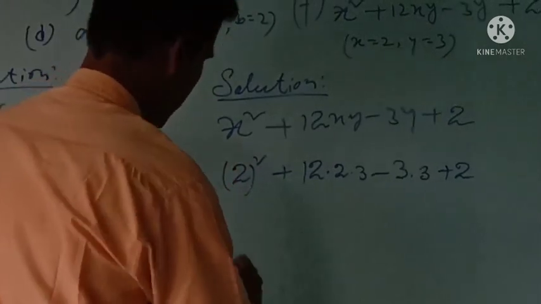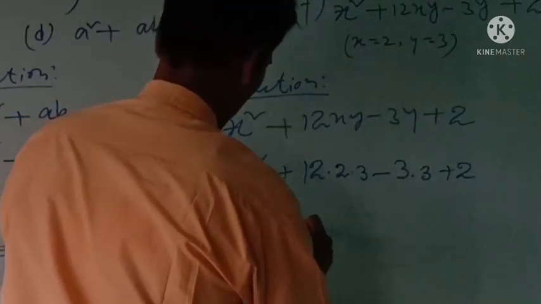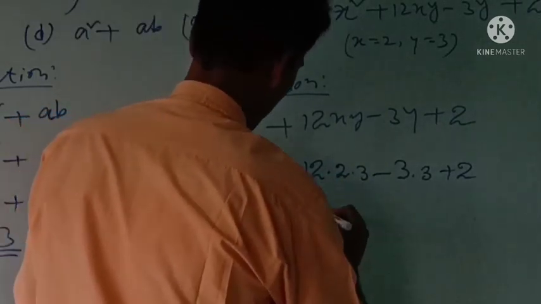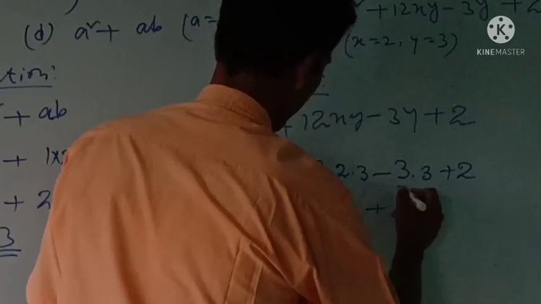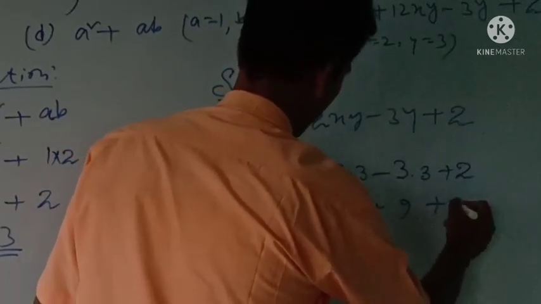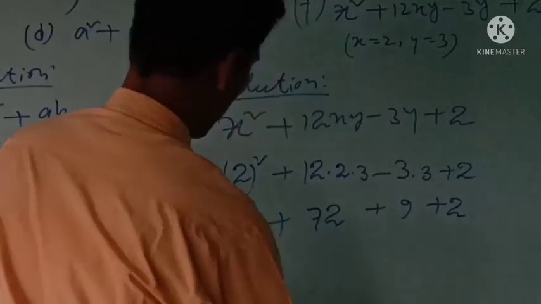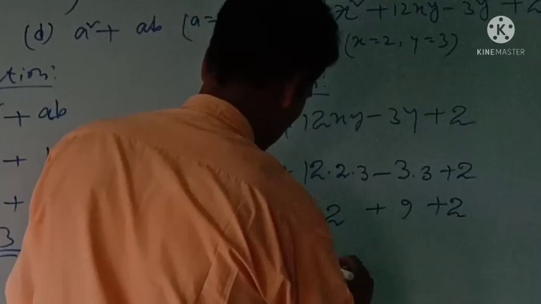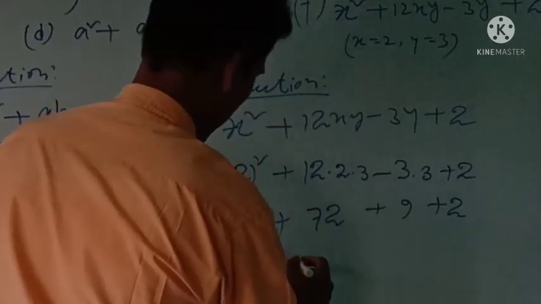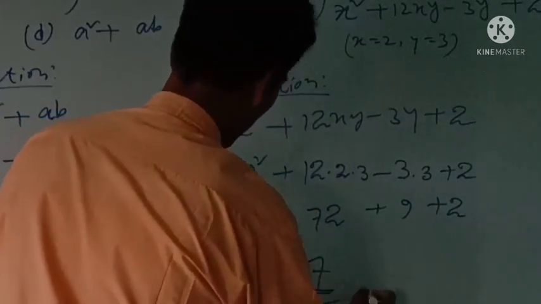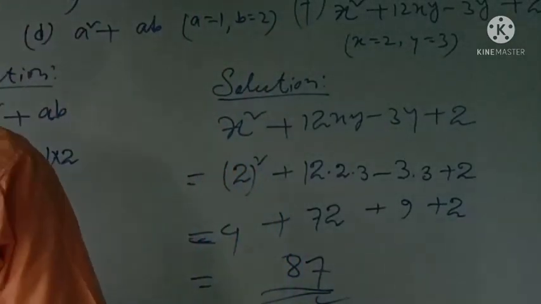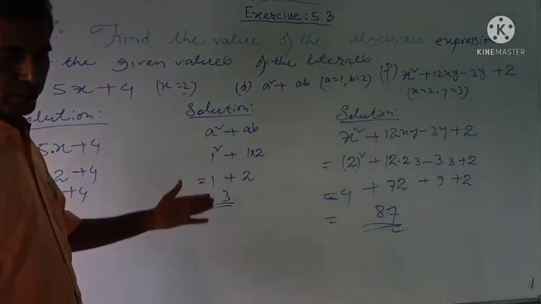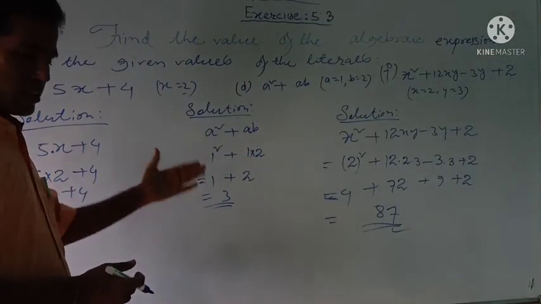2 square means 2 into 2, that is 4, plus 12 times 2 is 24, 24 times 3 is 72, plus 3 times 3 is 9, plus 2. Now it's very simple. 4 plus 2 is 6, plus 9 is 15, plus 2 is 17, carry over 1, plus 7, 8. So 87 is the solution for question number 2, sub-question F. Alright, it's a very simple question. The rest you proceed on your own.